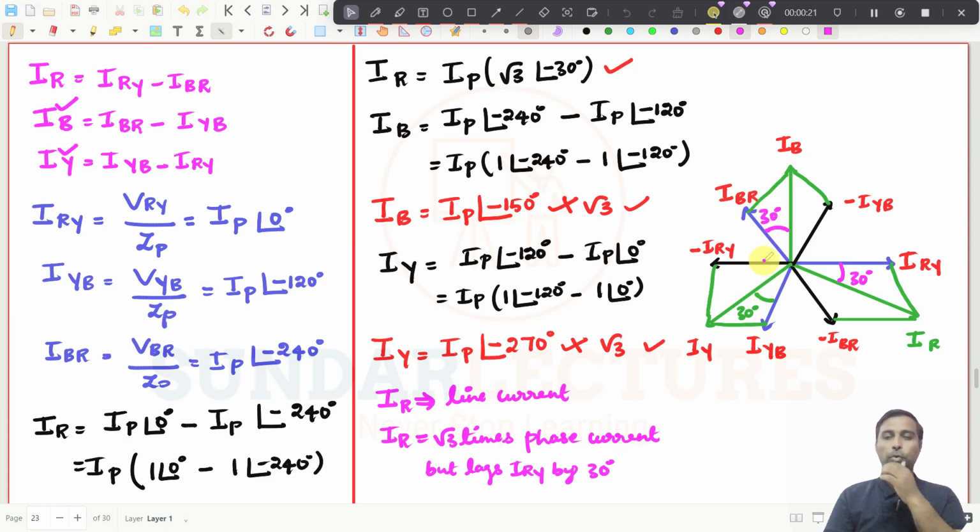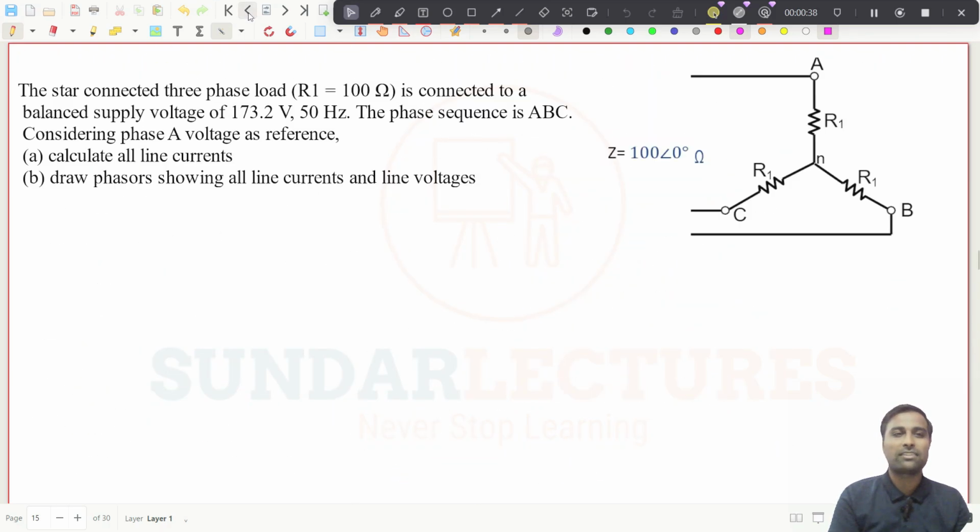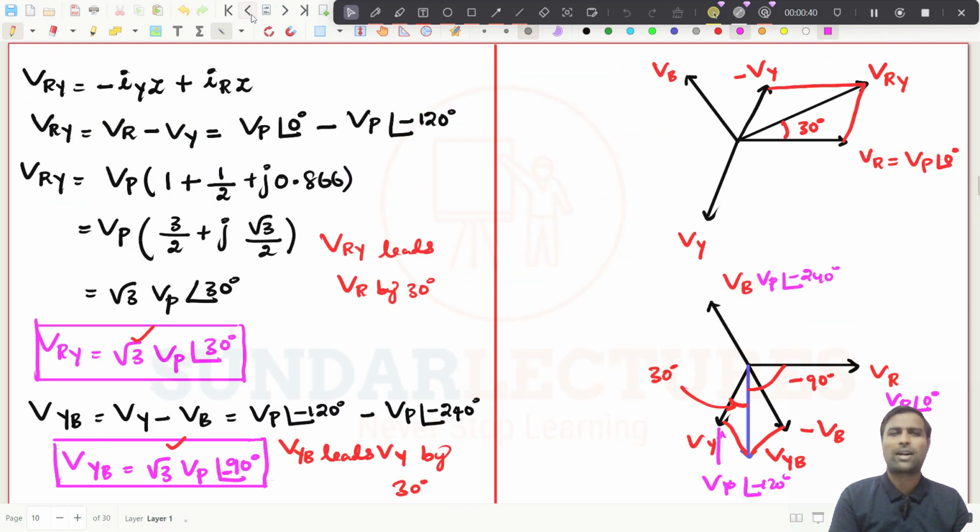See, this is how you need to understand. In a star connected system, the line voltages lead the phase voltage by 30 degree, root 3 times higher. There also, maybe if I go over there, you can easily understand. You have to compare. That is my point.